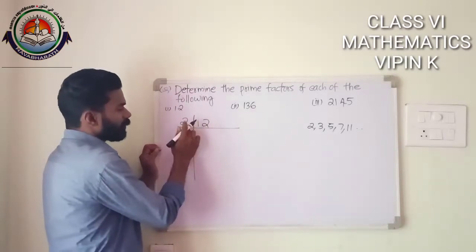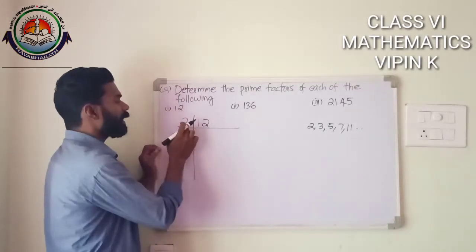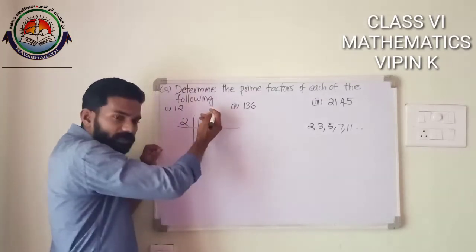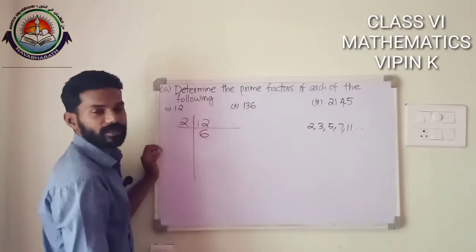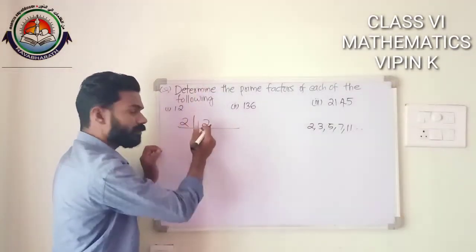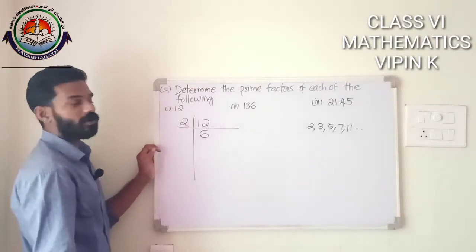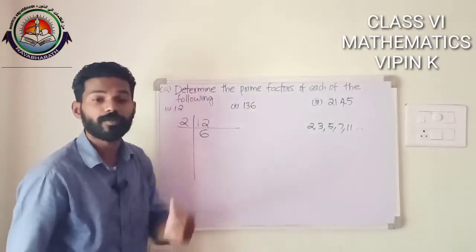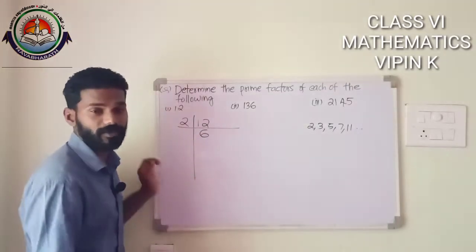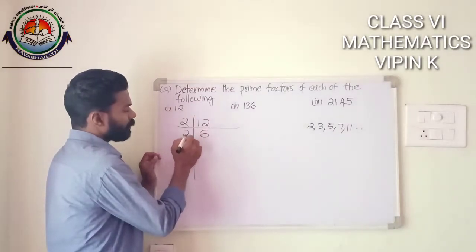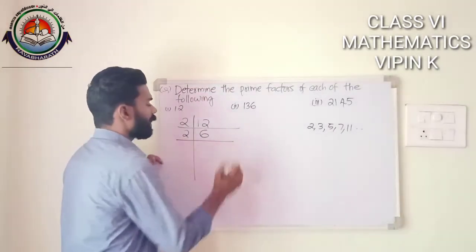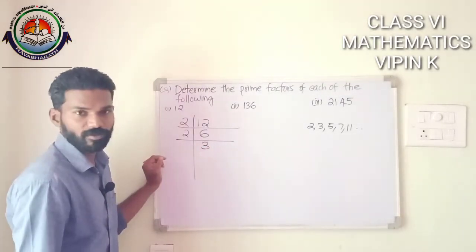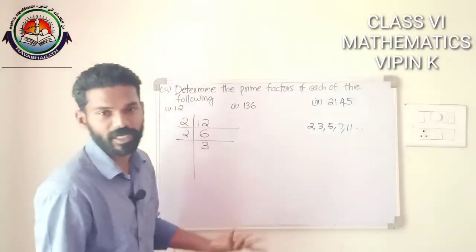So it would be 2 here. And you know how many times 2 occurs in 12? It is 6 times. So the quotient is written downside, okay, not on the upside. Now again we are going to check whether this number is divisible by 2. You know that 6 is again an even number, so this can be divisible by 2. And you know how many times 2 occurs in 6? There are 3 times.